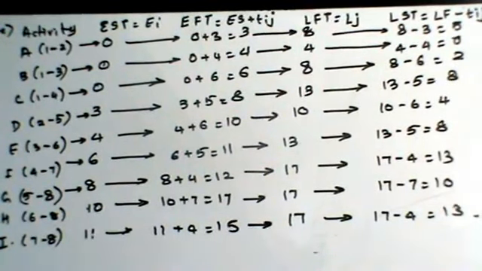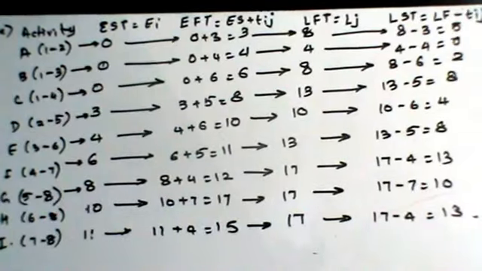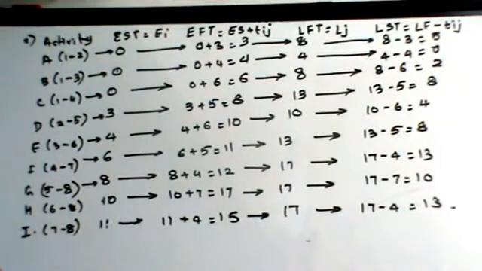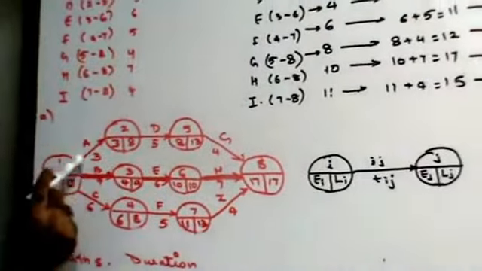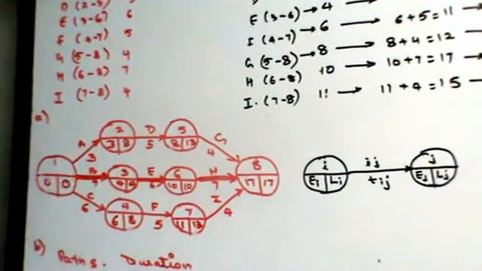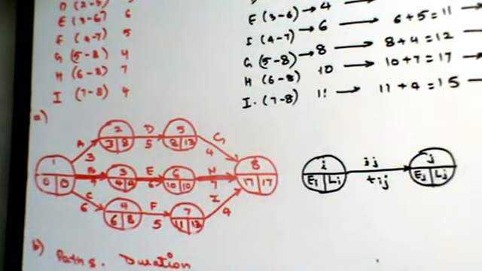The next thing that you have to find out is float. Now first of all, what do I understand by float? Float means the amount of time by which the completion of an activity can be delayed without delaying the total project completion time. For example, let's see the network diagram. This is say 4 days. By how many days can I delay this activity and yet finish my work in 17 days? That is called as float.